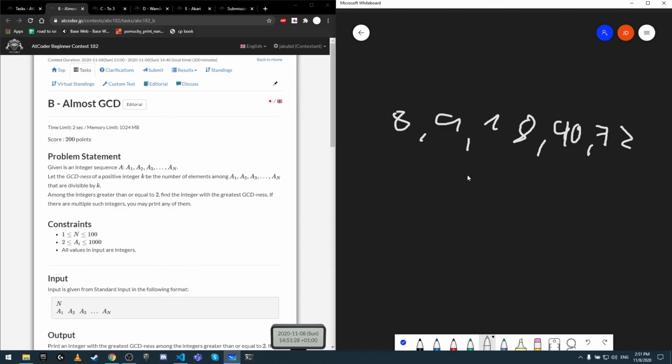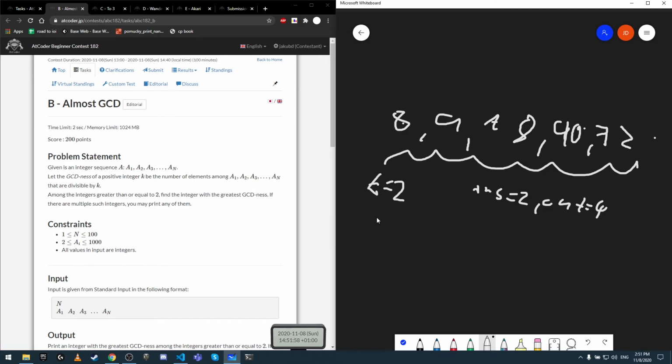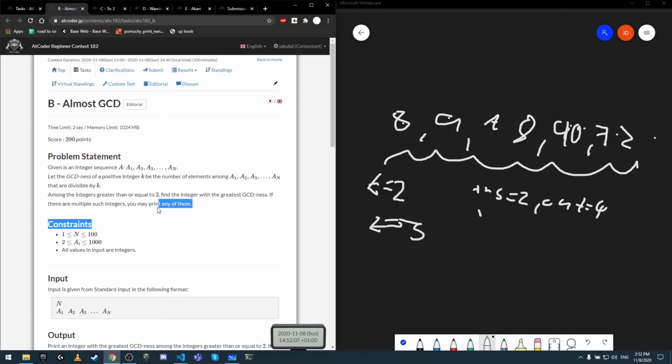So basically what you could have done is just brute force it. So you could brute force the k, right? So k is equal to 2. Now go through all the elements and count how many are divisible. For this it would be 1, 2, 3, 4, so the answer is 2 and the count is 4. Then you go for k equals 3, and that's this one, this one, this one, this one. But it's not bigger, and you can print any of them, so basically you can just brute force like this. So that's B.